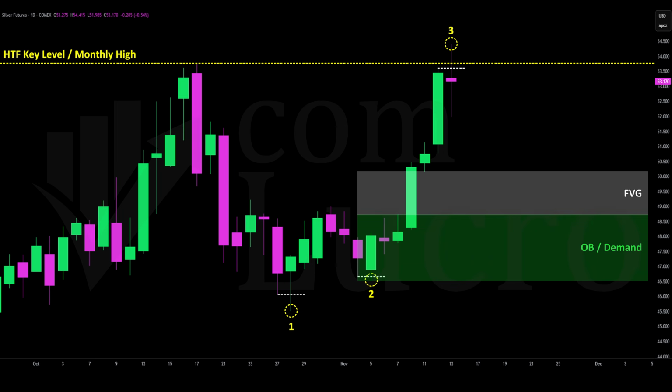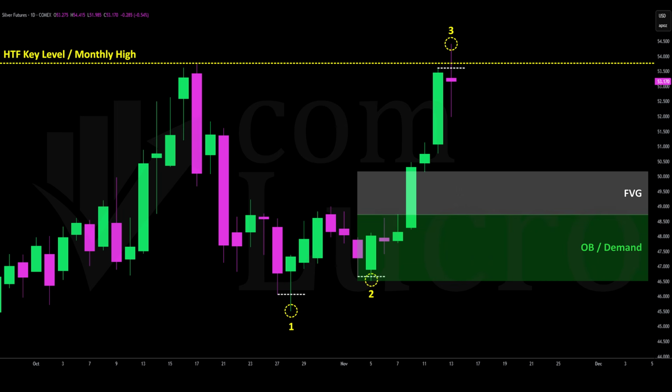The first point is the beginning of the bullish leg on the daily chart. The second point is the origin of the bearish order block that created the fair value gap and ultimately led into the final point, which is the setup we are currently preparing to trade, the two-candle liquidity grab reversal.